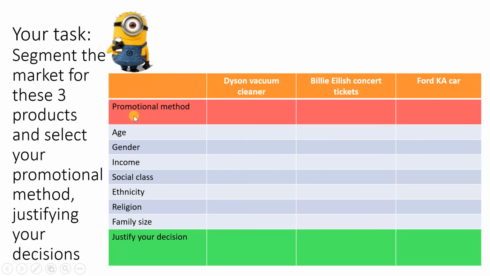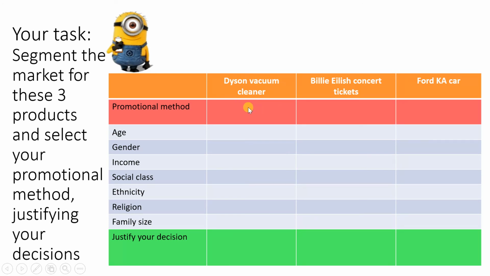So your first job, a Dyson vacuum cleaner. In the red square, you need to come up with what promotional method you're going to use. But I'd possibly leave that one last. Fill in the blue bits first, the demographic information. Fill in the age, gender, income, social class, ethnicity, religion and family size of who you think buys the vacuum cleaner. Once you've got an idea of who they are, then you'll actually know how to talk to them, which is the red bit, which is your promotional method.